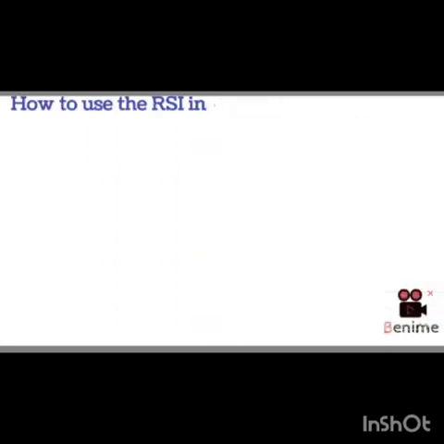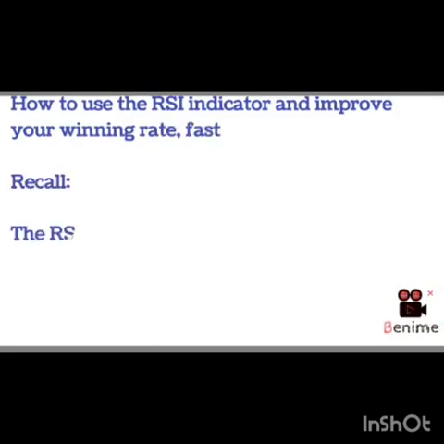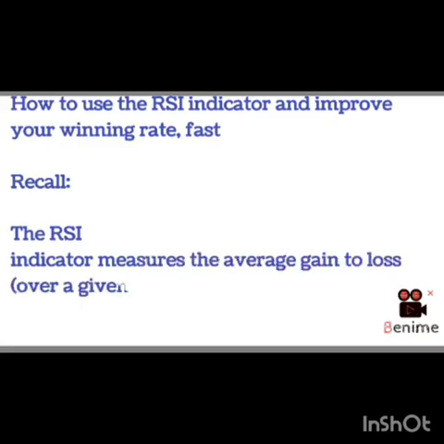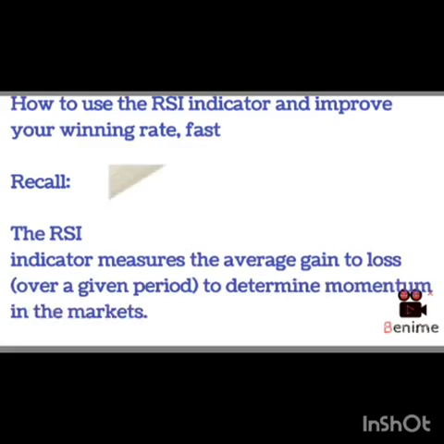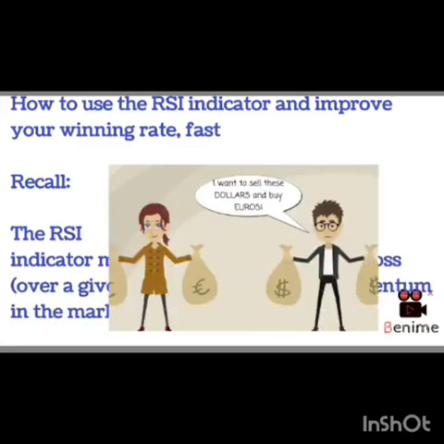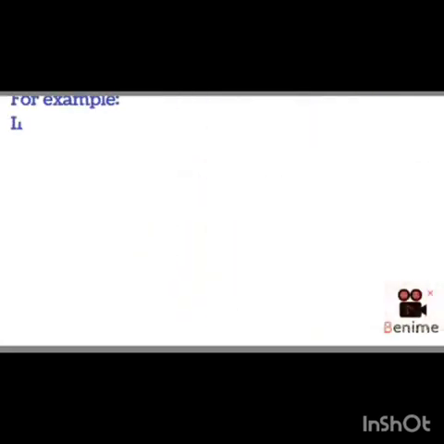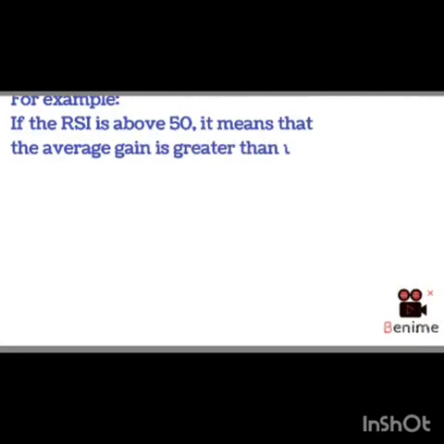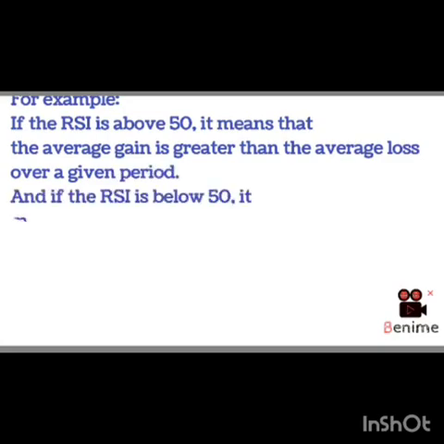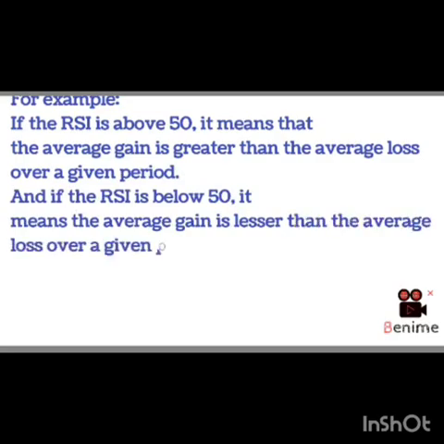How to use the RSI indicator and improve your winning rate fast. Recall, the RSI indicator measures the average gain to loss over a given period to determine momentum in the markets. For example, if the RSI is above 50, it means that the average gain is greater than the average loss over a given period. And if the RSI is below 50, it means the average gain is less than the average loss over a given period.